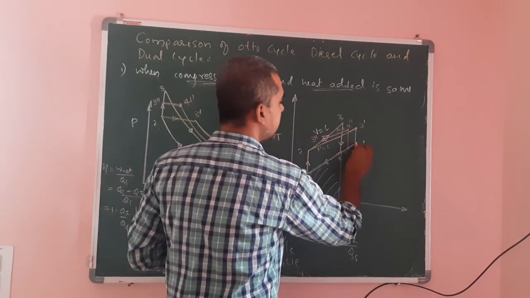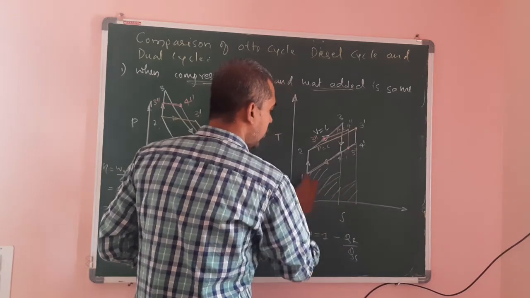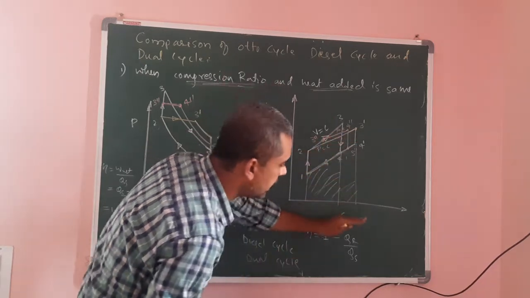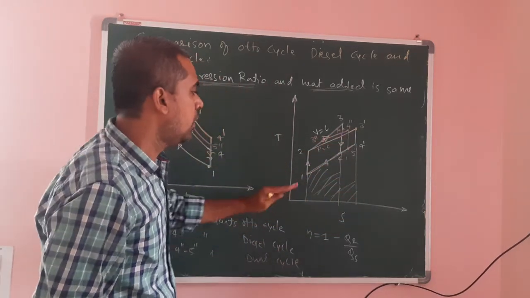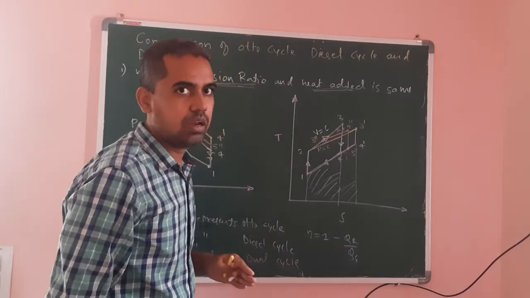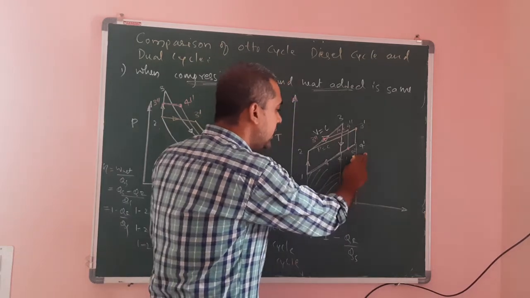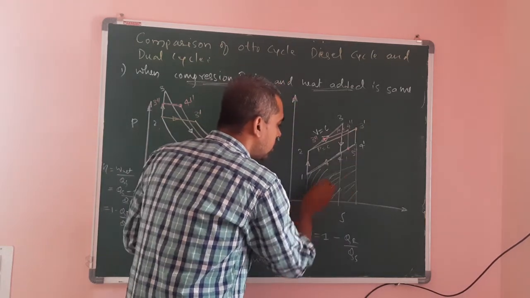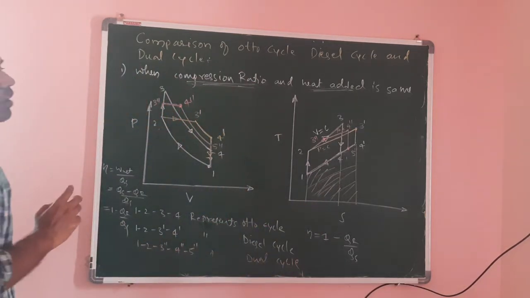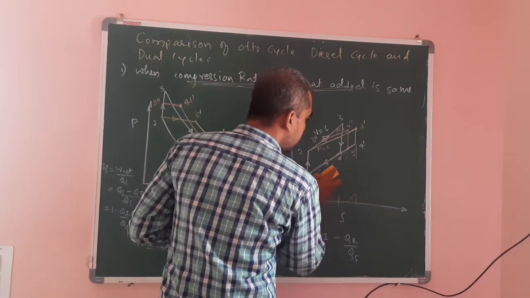If you take this area all together, area under the curve 1 to 4 dash, it will represent heat transfer in a diesel cycle. If you calculate the area under the curve 1 to 4 dash, you can see it is this much. It is more compared to the area under the curve 1 to 4. And area under the curve represents heat transfer.